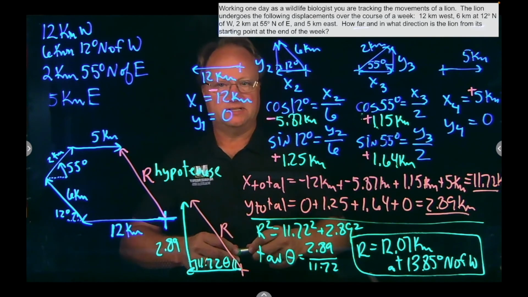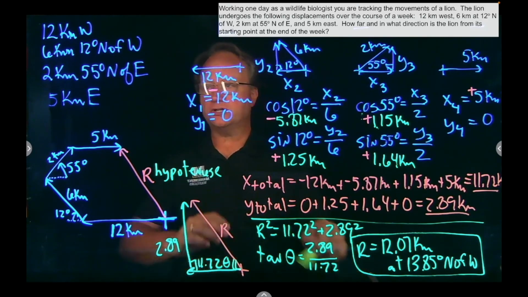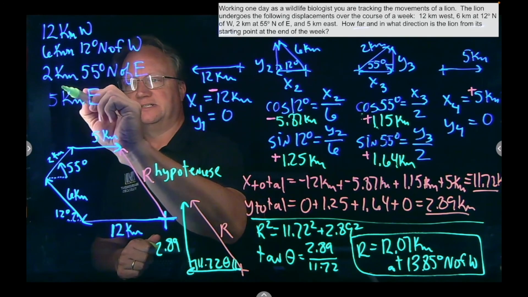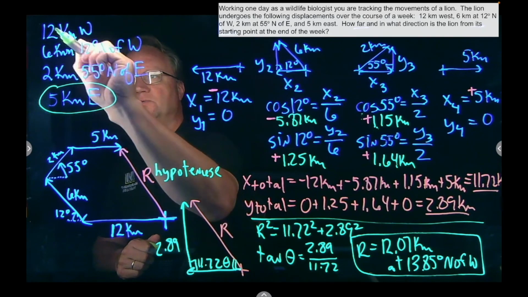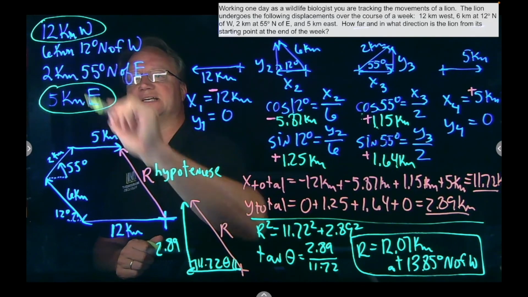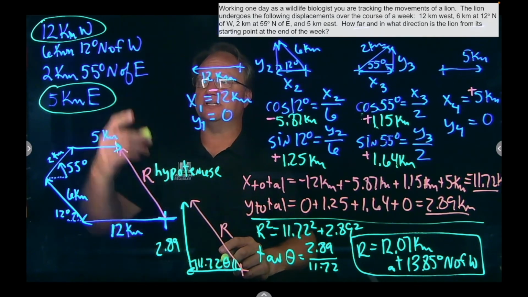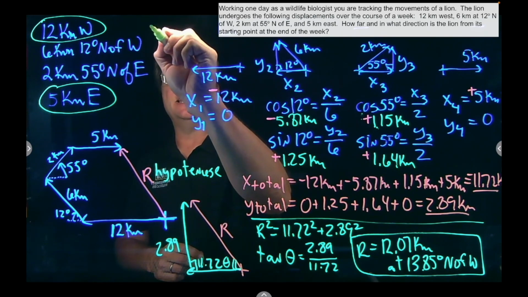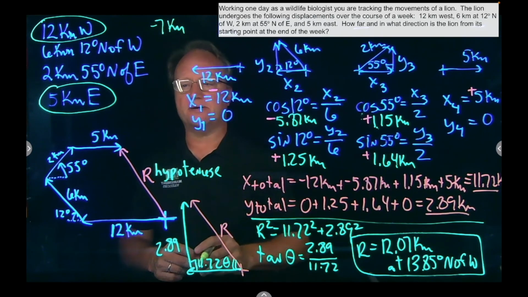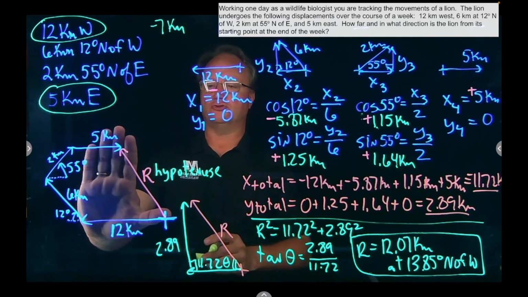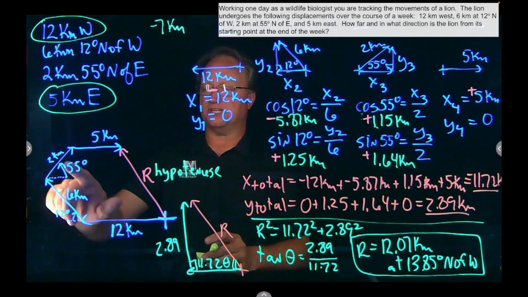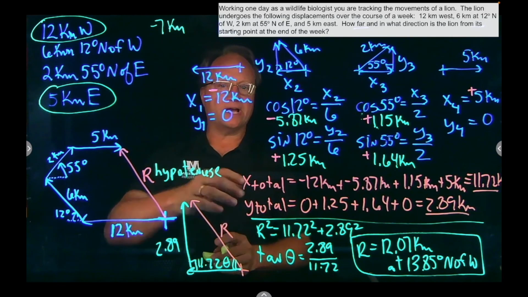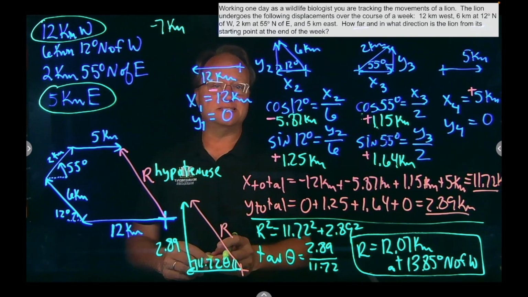Now, as a side note, we could have started back here with this east and this west and done a combination, because this would be negative, this would be positive, and those are linear. We could have done a combination of those initially to get a 7 kilometers west, and then drawn it with the 7 and the 6 and the 2. Either way, you're going to come out exactly the same.